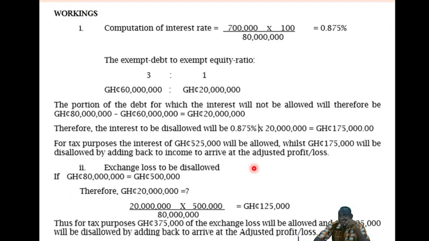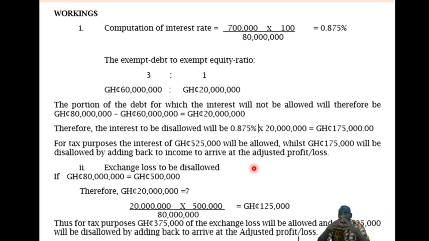Some people can also calculate the rate of interest and use it. You see, because some questions, instead of giving you the amount of interest, they can also give you the rate. How do you get the rate? This is the loan amount divided by the total debt. The rate is 0.875%. Okay. So all you are doing is that the amount on the loan, you can apply the rate on it.